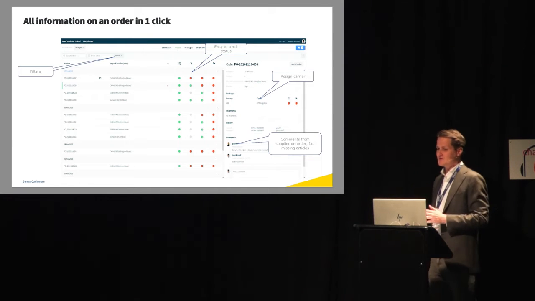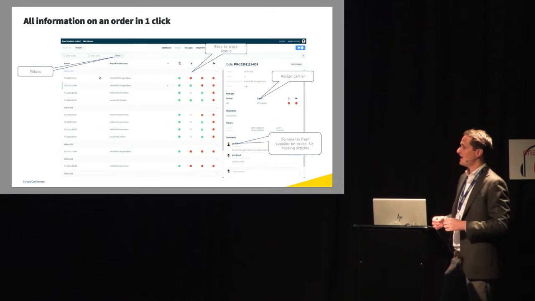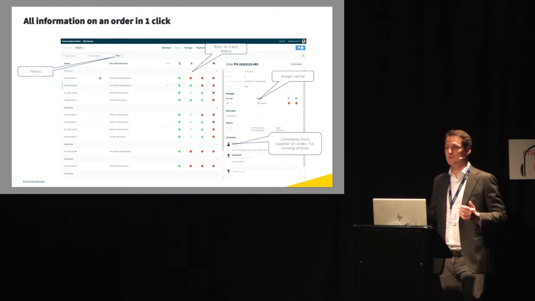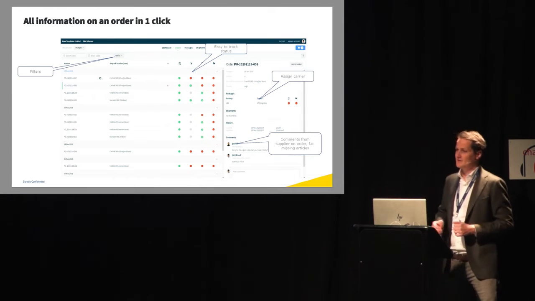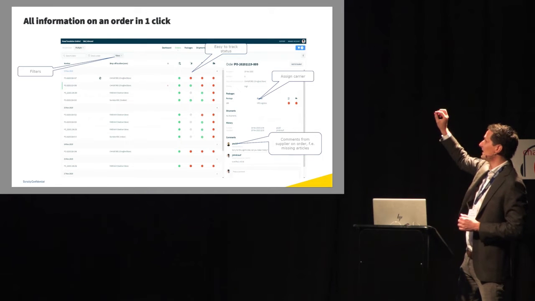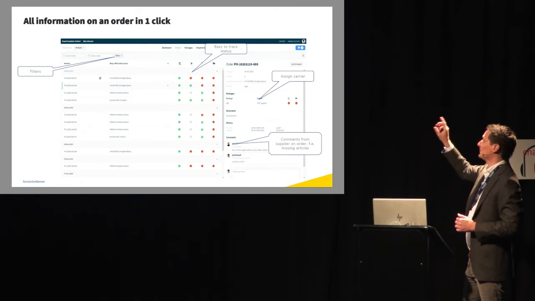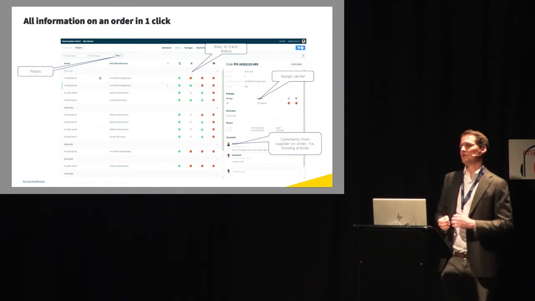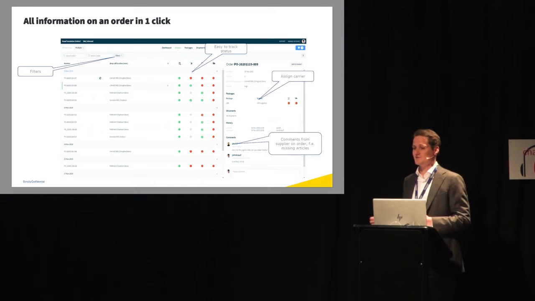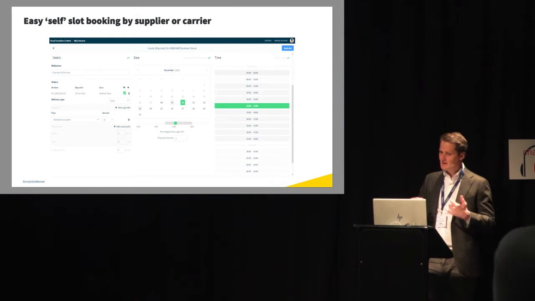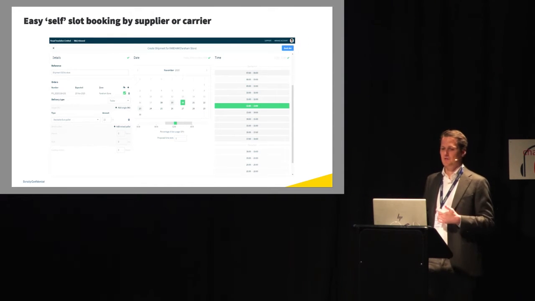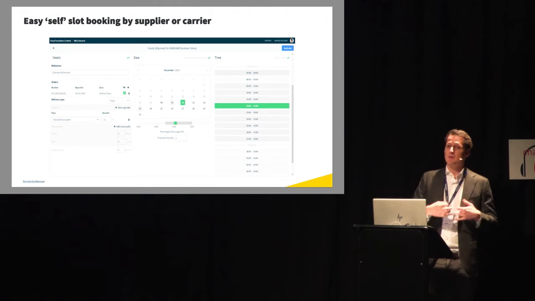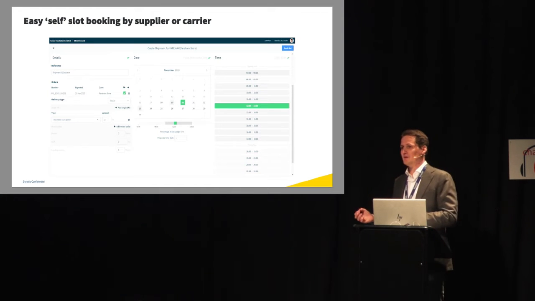So that's one of the screens they have, that's the order overview. And if you would be a supplier or a carrier, the one thing you should do is that at the right bottom, you should just select the order and drop it in your basket. And by dropping it in your basket, you can easily go to the next screen. The next screen is an easy self-slot booking tool, like I mentioned, by the supplier or by the carrier.